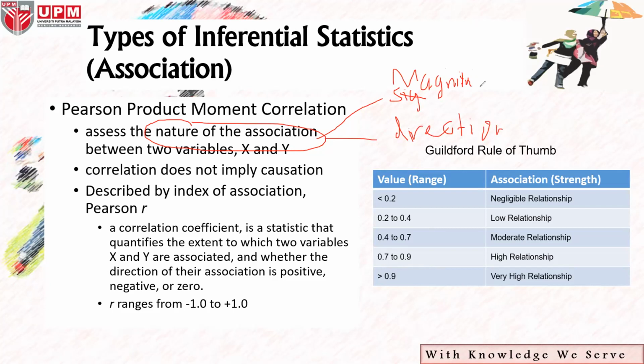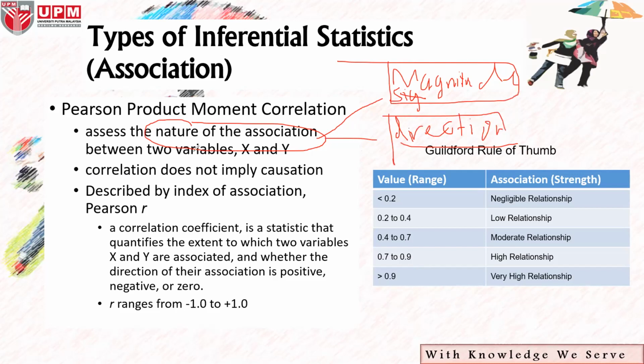How much is the relationship, and then the direction of the relationship. So remember, when we say the nature of the association, if there is a question asking you to explain the nature of the relationship between the two variables, the answer must be these two components: the magnitude and the direction. The magnitude will reflect the Guildford rule of thumb. The direction will reflect whether the relationship is negative or positive.